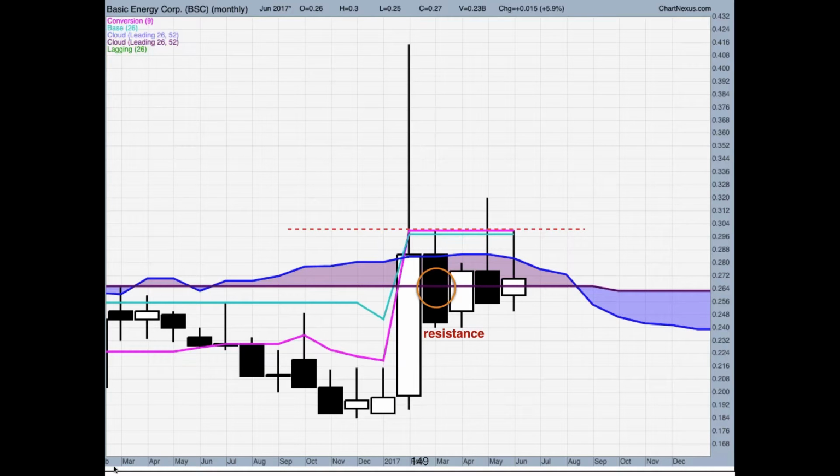Now, on its way up, BSC encountered resistance at the Senkou B and then at the Senkou A. However, the price target is still at 30 cents, and if broken, we are in for a strong move upward.